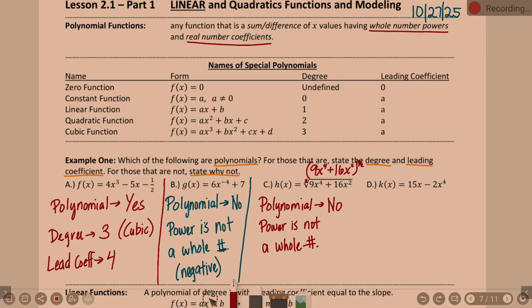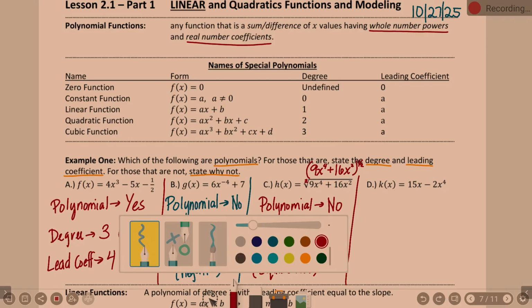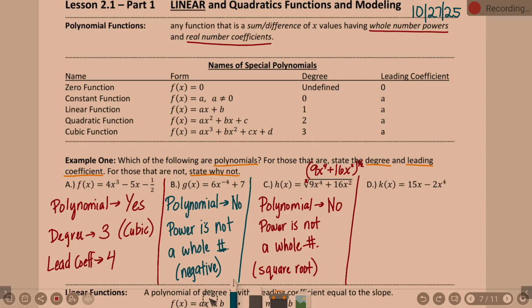Okay, if you want to put something, you could say the power is a fraction, or the fact that there was a square root. Are we okay with that one? Whether we agreed or disagreed, can we at least a little bit agree now? Yeah. Okay. Hopefully.